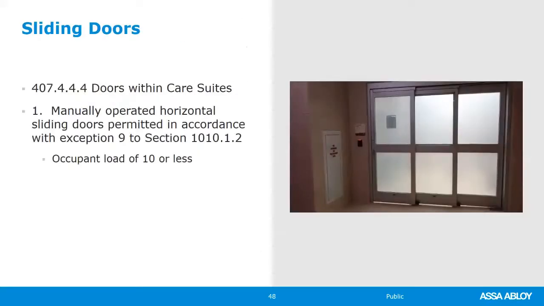Sliding doors: doors within care suites can be manually operated horizontal sliding doors. They can be either automatic like this, or if it's an ICU, they're just manual sliding doors. You see them all throughout different sections, but with doors that are within a care suite, they don't need to be smoke tight because the compartment itself is smoke tight. And that's where you're going to start to see a lot of the sliding doors, like a BSIM sliding door.